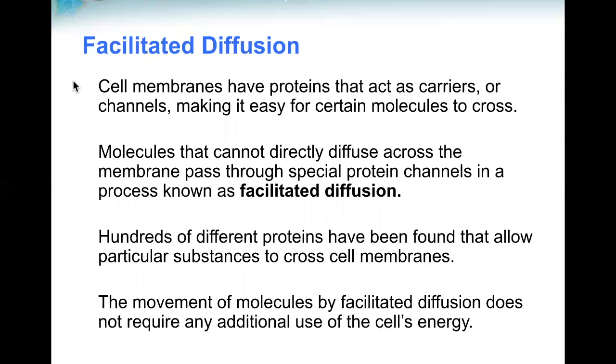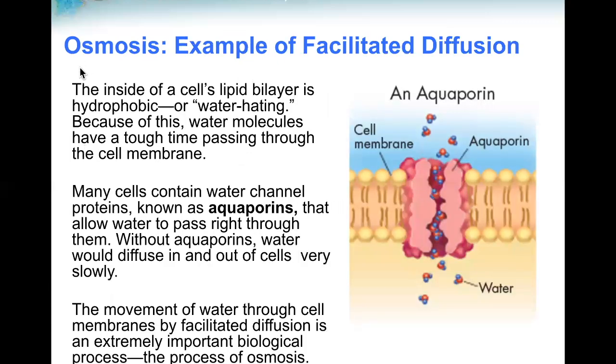Cell membranes have proteins that act as carriers or channels, making it easier for certain molecules to cross. Molecules that cannot directly diffuse across the membrane pass through special protein channels in a process called facilitated diffusion. Hundreds of different proteins have been found that allow particular substances to cross cell membranes. The movement of molecules by facilitated diffusion does not require any additional use of the cell's energy. Osmosis is an example of facilitated diffusion.